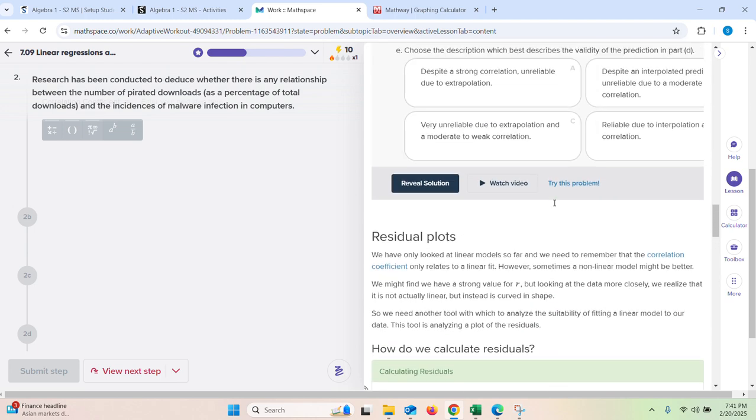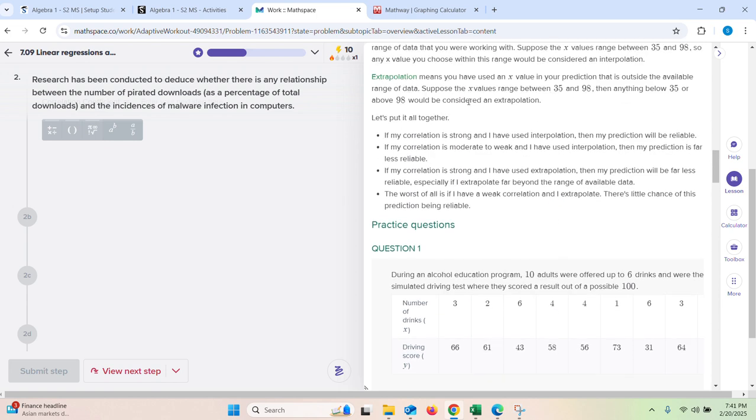I wanted to show this right here when they're talking about correlation, because a lot of these problems want to know, is the correlation strong? And it talks about using interpolation, and will my prediction be reliable? Right? So it's strong, I've used interpolation, my prediction is reliable. It's moderate to weak, I've used interpolation, then it's far less. So it depends. If the correlation is strong, prediction is good. Correlation is weak, prediction is not so good.